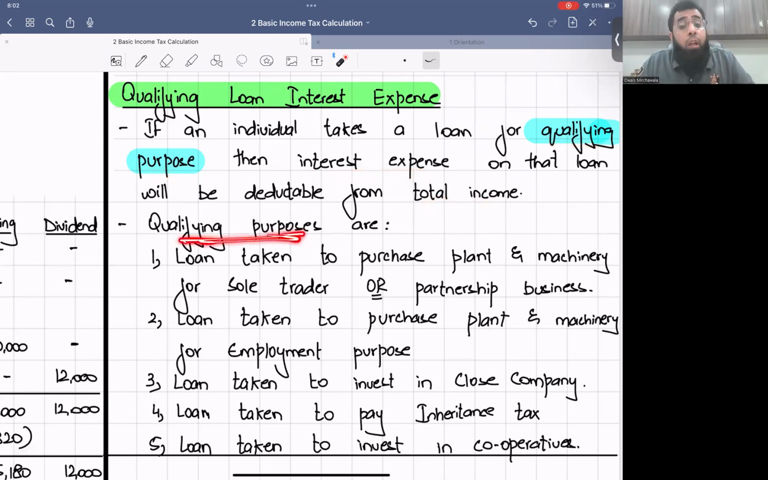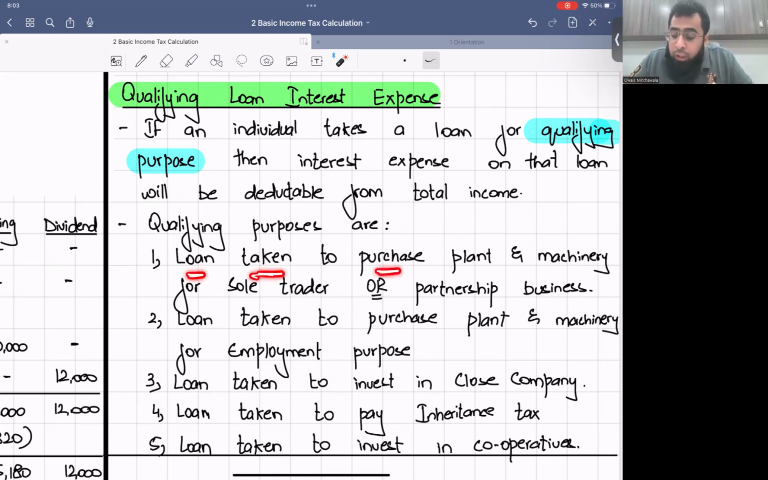Now, what are these qualifying purposes? Loan taken to purchase plant and machinery for your sole trader or a partnership business. If you own an unincorporated business, which is sole trader or partnership, one is incorporated, the company. I'm not talking about company. I'm talking about sole trader or partnership, which is an unincorporated business.